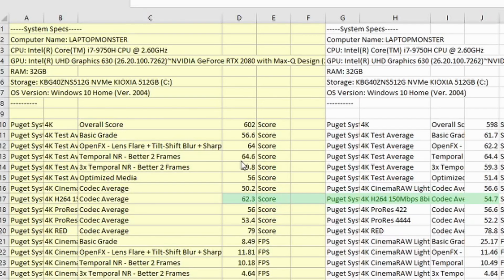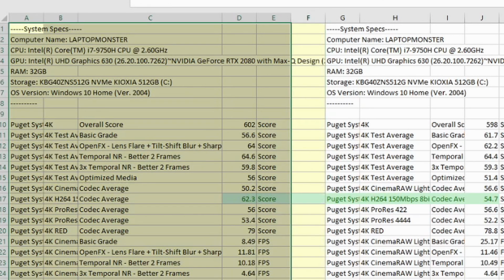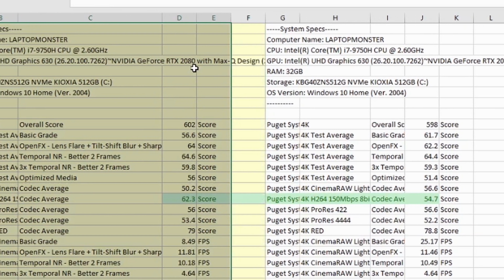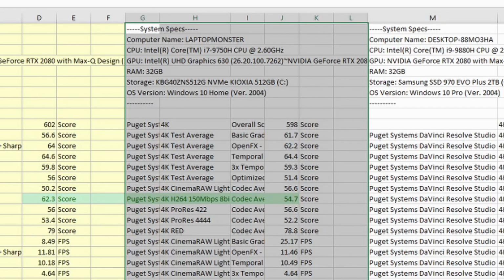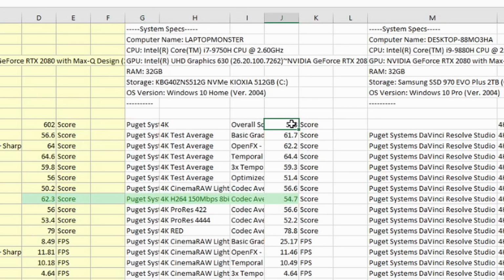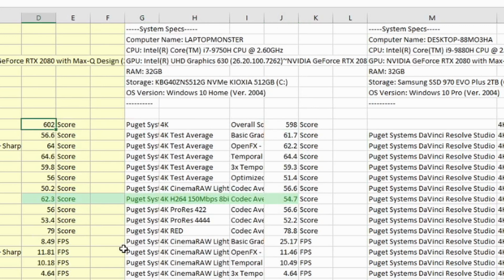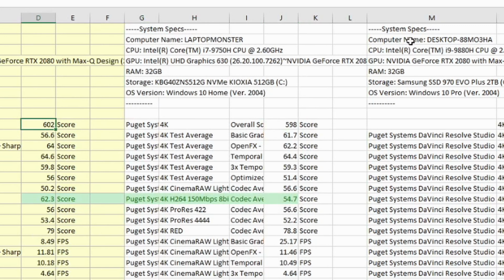And we're not going to mess with preamble today. Getting to the benchmarks, on the left here you see the Laptop Monster 9750H 6-core processor with the 2080 and Max-Q design. Here we've got the Studio Edition. This is the same laptop, same configuration, with the free edition of Resolve. Notice 598, 602. We're going to talk about that in a minute.